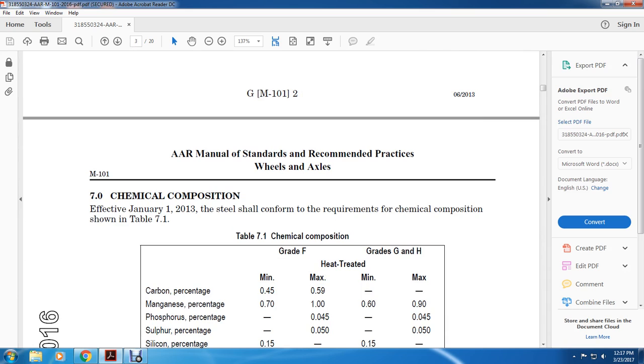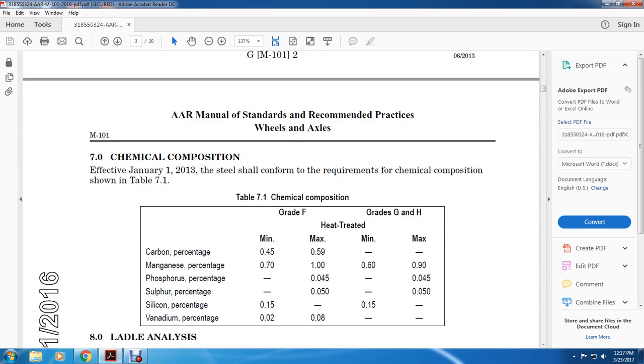7. Chemical composition. Effective January 1st, 2003, the steel shall conform to the requirements for chemical composition shown in Table 7.1. Carbon percentage, heat minimum 0.45, max 0.59. Manganese percentage 0.70, 1.00 max, 0.60 and 0.90 for grade H. Sulfur percentages grade F, maximum 0.050, grade G and H 0.050.